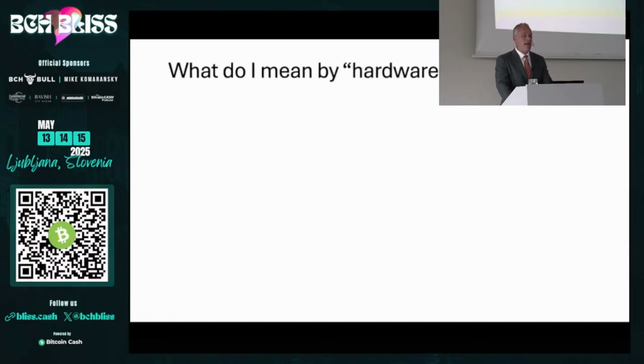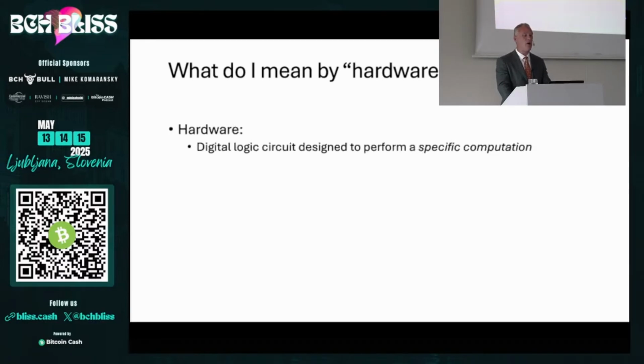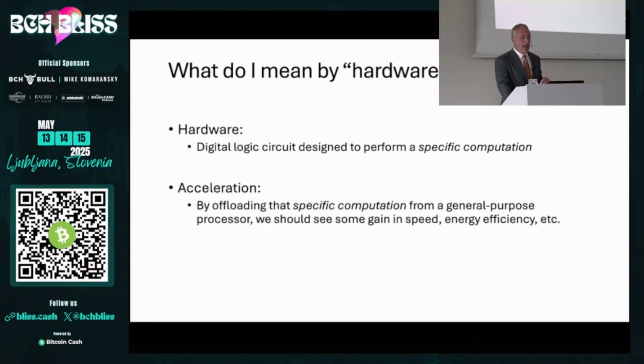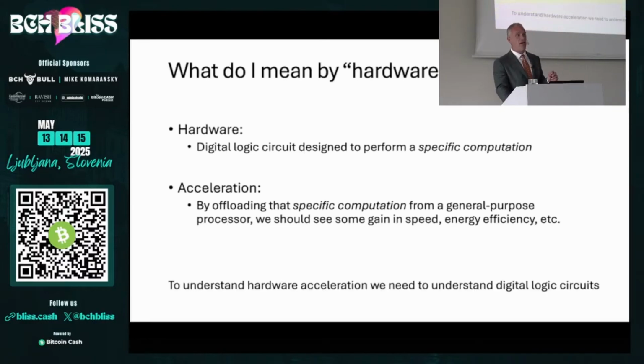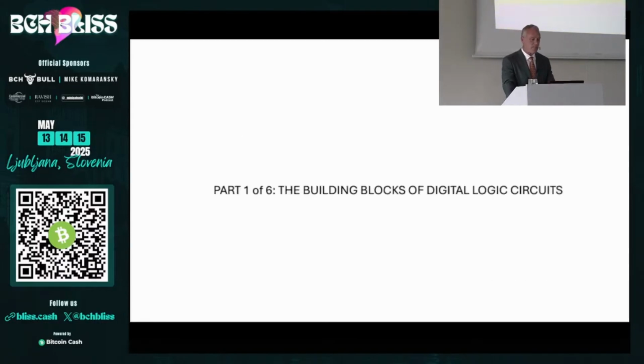So what do I mean when I say hardware acceleration? Well, by the word hardware, I mean some digital logic circuit designed to perform a specific computation. And by acceleration, I mean that by offloading that specific computation from a general purpose processor, we should see some gain, some acceleration in terms of speed, energy efficiency, or some other performance metric. To understand hardware acceleration, then, we need to understand, at least at a basic level, the building blocks of digital logic circuits. That brings me to part 1 of 6, the building blocks of digital logic.